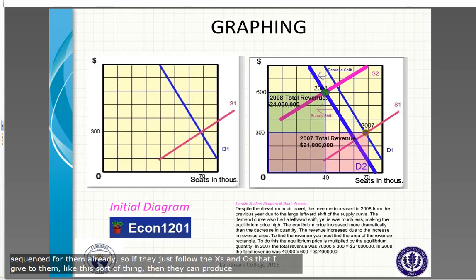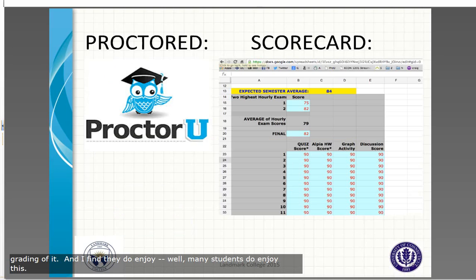And then what I do is release that diagram right after the deadline, and then they're encouraged to self-assess as well as look at my grading of it. And I find they do enjoy, well, many students do enjoy this. The next thing here is just to show you briefly what the scorecard looks like, and they fill in as we go through all the different sessions what their grades are.